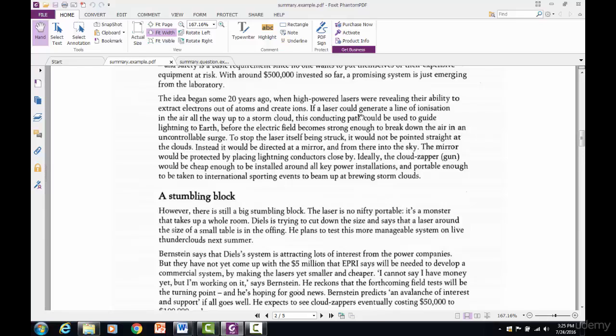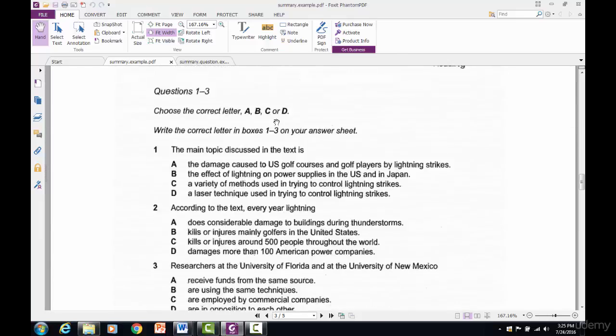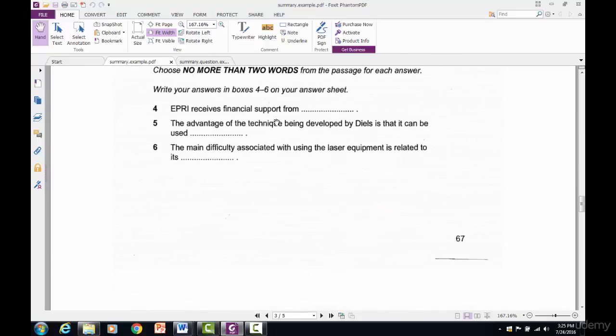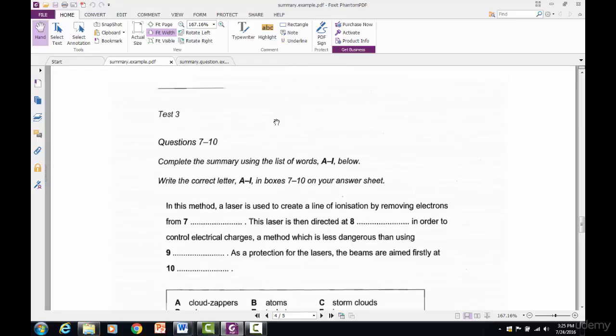Right, so if a laser could generate a line, oh, here it is right here. A line, that means direction. A line of ionization in the air all the way up to a storm cloud. So our correct answer for this one would be C, storm cloud, because a line is the same as saying directed at. All right, that's what that means. So the answer for number 8 would be C, storm clouds. Directed at, point a line towards, show a line towards, right?